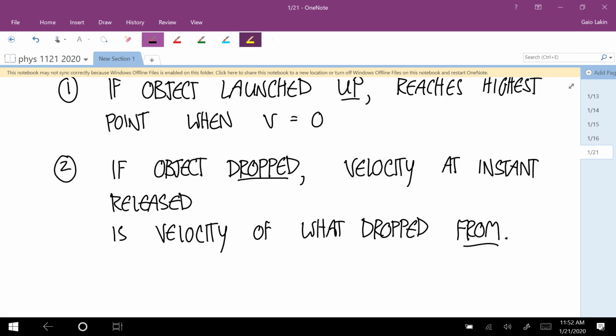If instead you drop a ball as you're going up in an elevator, at the instant you release the object, it has the velocity of the elevator. And then it'll start its acceleration downward at 9.81.